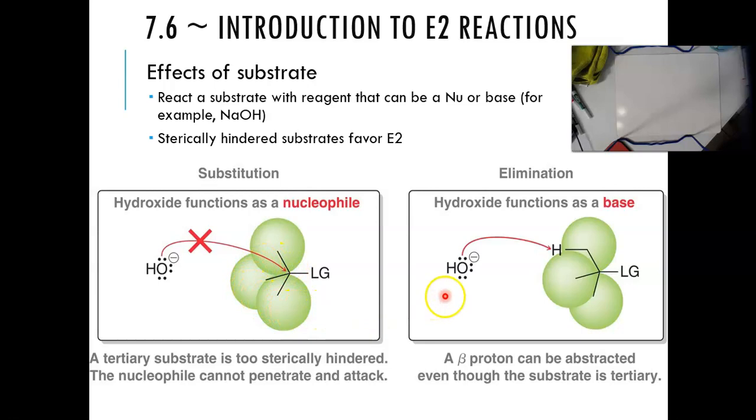But when we use our hydroxide as a base and go down our E2 pathway, we can easily access a beta hydrogen, because that's not the portion that's sterically hindered. So a sterically hindered substrate will favor the E2 reaction if we have to choose between SN2 and E2. That competition is something we'll talk about more in a later section of the chapter. We have a whole section on the competition within these reactions.